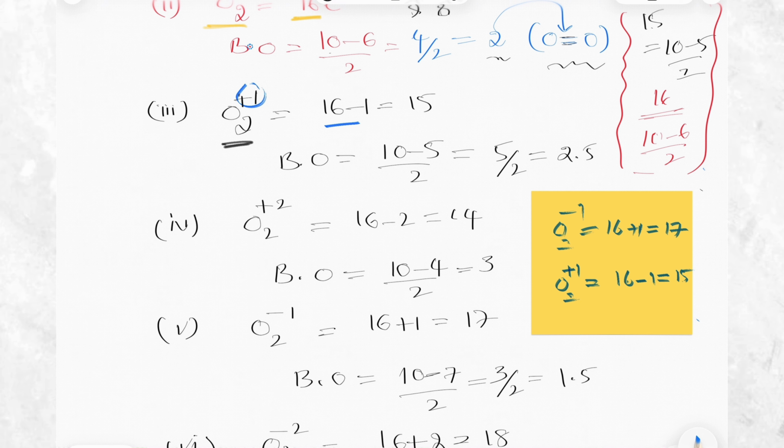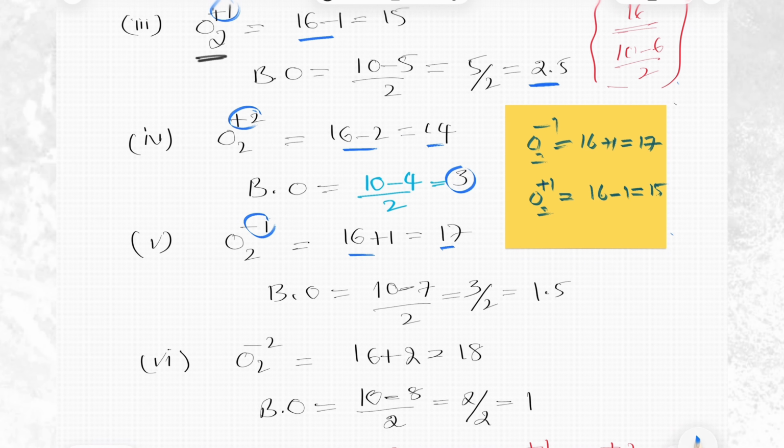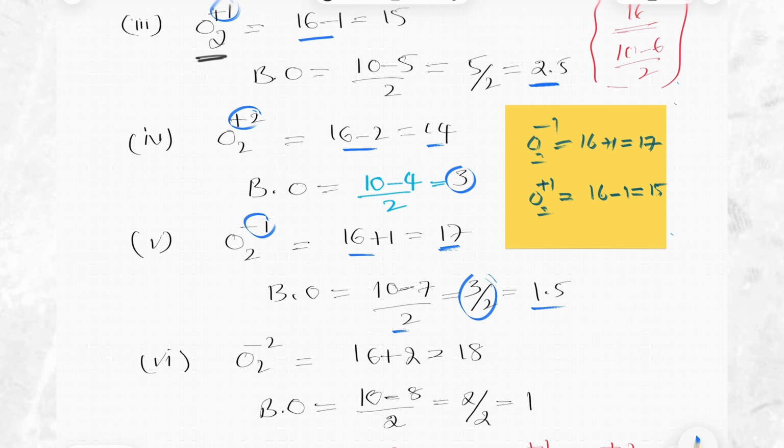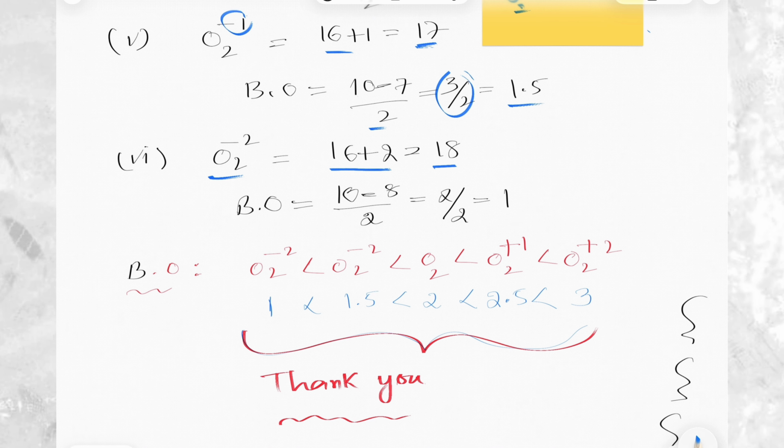15 means (10 minus 5) by 2, which is 5 by 2, so the bond order is 2.5. Similarly, O2 plus 2 means we subtract 2 electrons, so 14, equal to nitrogen, which is 3. Similarly, O2 minus: minus means plus, 17. 17 means (10 minus 7) by 2, that is 3 by 2, that is 1.5. Clear? Fraction of seconds. O2 minus 2 is 16 plus 2, that is 18. 18 means (10 minus 8) by 2, that is 2 by 2, that is 1.